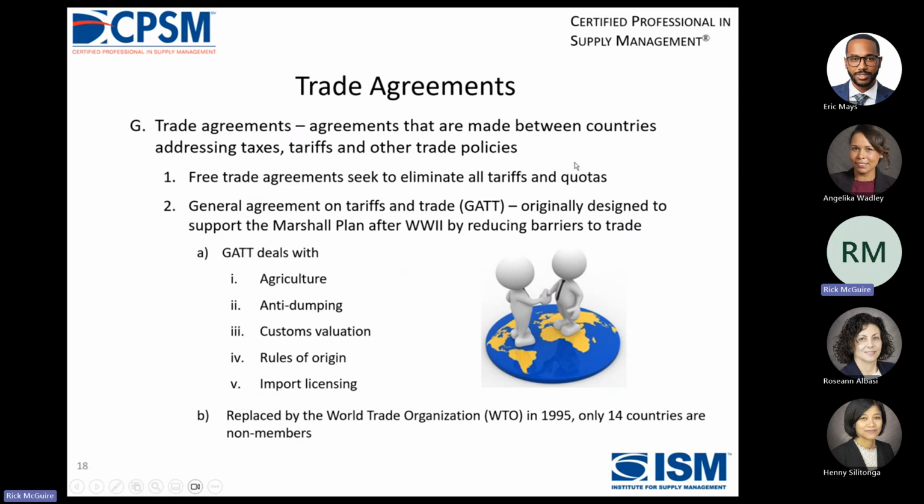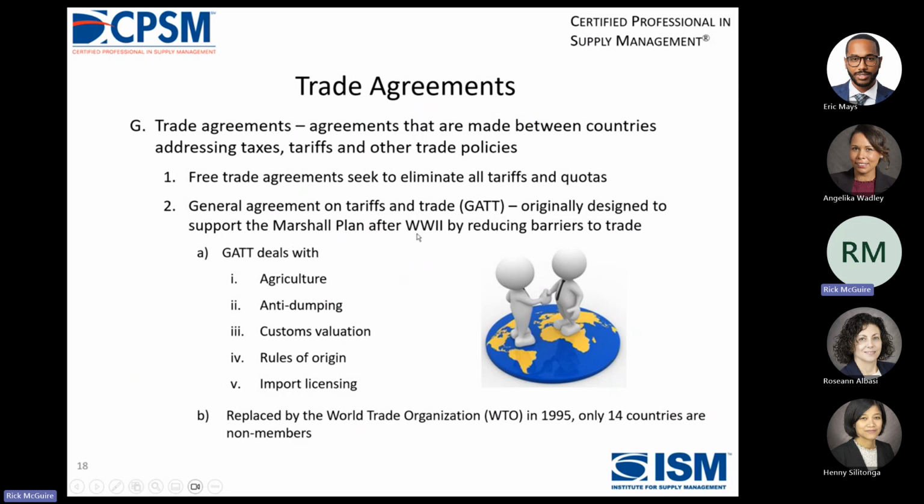All right, so these are agreements that are made between countries addressing things such as taxes, tariffs, and other trade policies. So free trade agreements seek to eliminate all tariffs and quotas. And you'll often hear them talk about free trade agreements. They're not really free trade agreements. They still got tariffs and quotas in them.